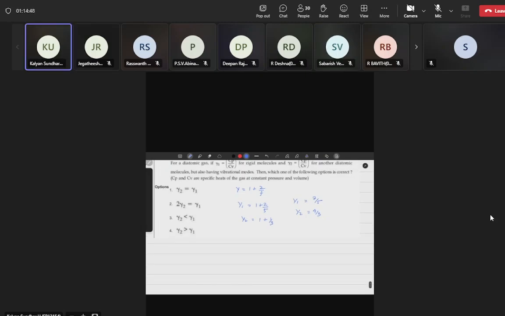We can't say both are equal. So who is greater? 4 by 3 is how much? 1.3 something, and this will be 1.4, so gamma 1 is greater than gamma 2. Option C.